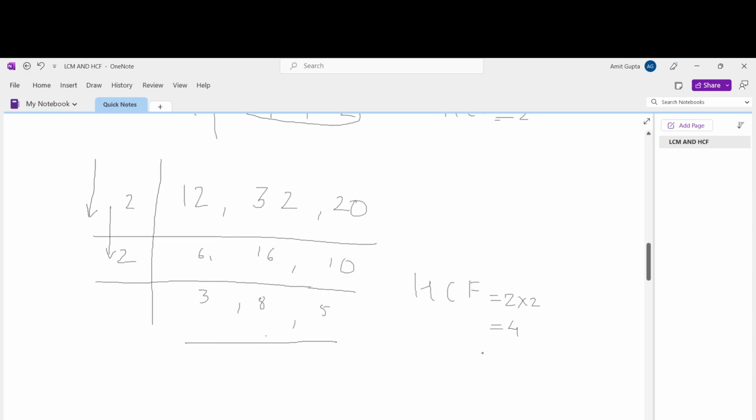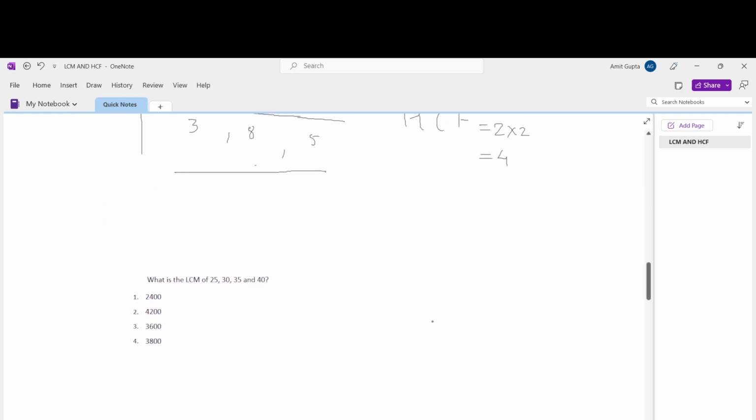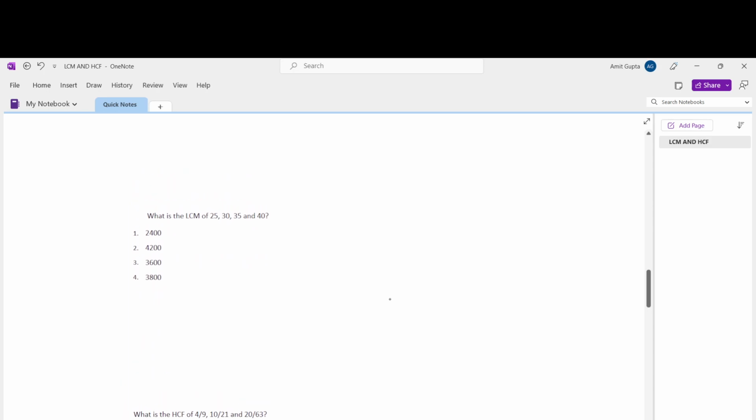I think we are clear on how to find LCM and HCF. Now let's move to some questions. What is the LCM of 25, 30, 35 and 40? First write all the numbers. To find the LCM of 25, 30, 35 and 40, let's start with the smallest number which can divide these numbers.